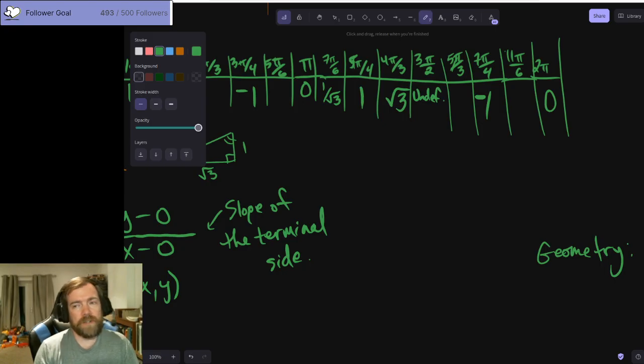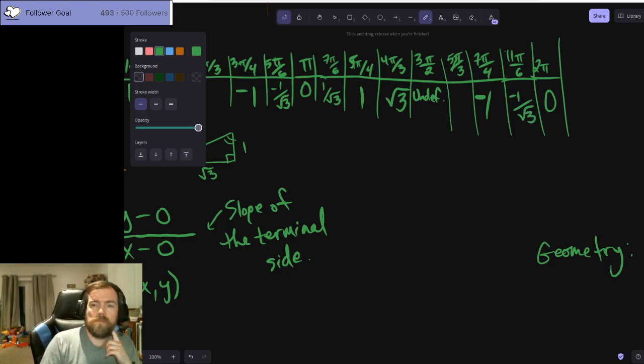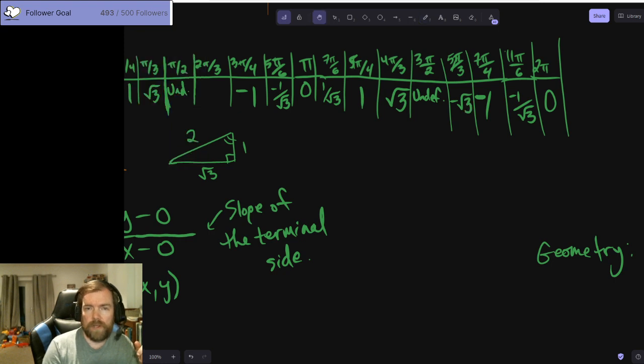5 pi over 6 and 11 pi over 6. Again, they're shallow, but they're negative, and they have to have the same value overall as the other pi's on 6. So negative 1 over root 3. And 5 pi over 3 and 2 pi over 3, both are going to be negative again, and this time they're going to have big values. So this is going to be our root 3, negative root 3.